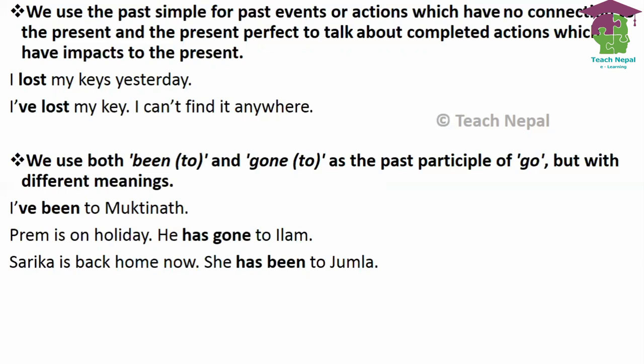We use both been and gone as the past participle of go, but with different meanings, right? I have been to Muktinath. Another example, Prem is on holiday, he has been to Ilam, right?